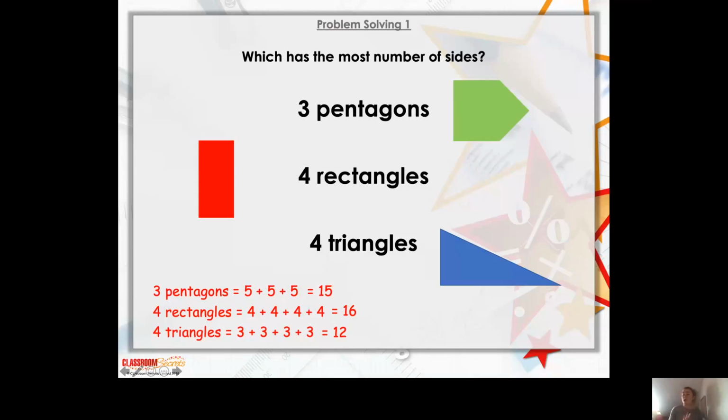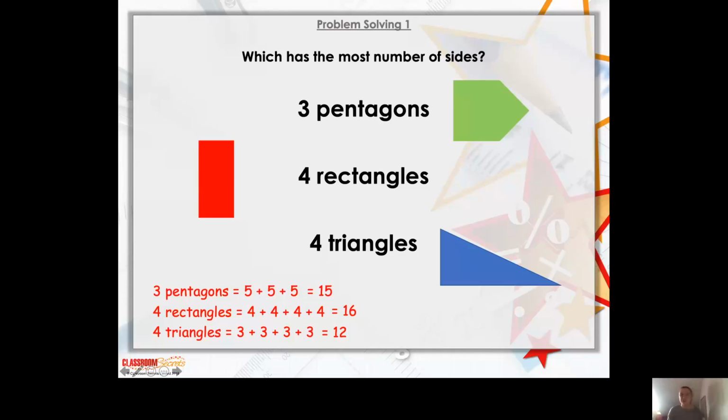So fantastic. Well done if you were able to work out how many sides would be on 4 rectangles and 4 triangles. But the question is asking us, which has the most number of sides? Well, on 3 pentagons, we have 15. 4 rectangles, we have 16. And 4 triangles, we have 12. So which has the most sides? Remember, the most is going to be the largest number. Well, yes, it's going to be the 4 rectangles with 16 sides, isn't it? Fantastic. Well done if you were able to work that out.